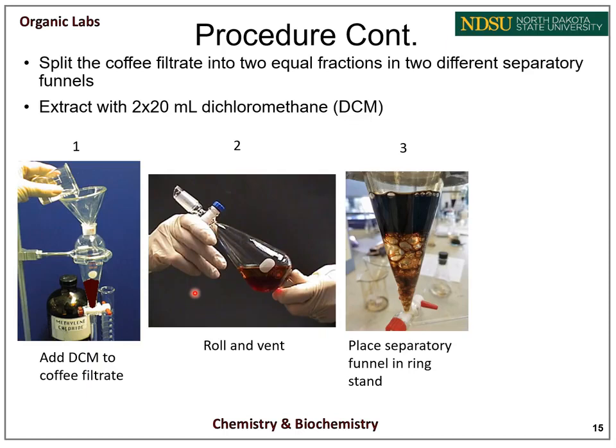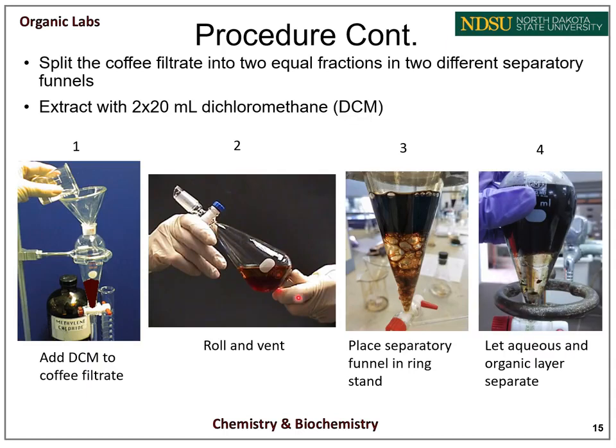Next, place the separatory funnel in a ring stand and wait for it to separate. Once it has separated, you can drain the organic layer and collect it in a beaker, leaving the aqueous layer still in the separatory funnel. You then repeat this process once more, combining both of the organic layers in a beaker.